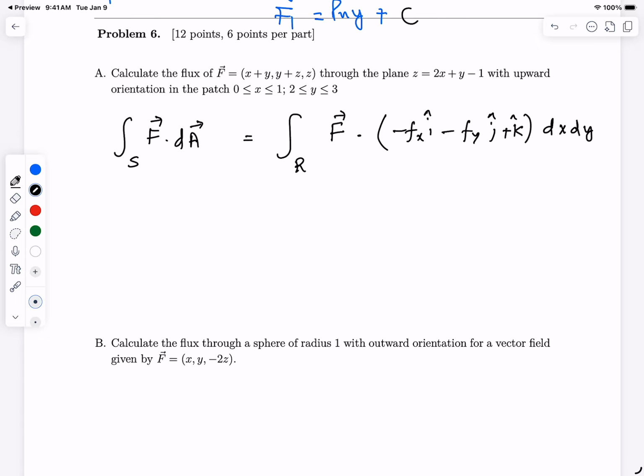Okay, so what am I going to do is, this is f of x comma y, the right hand side only. If you compute fx, you get 2. If you compute fy, you get 1.